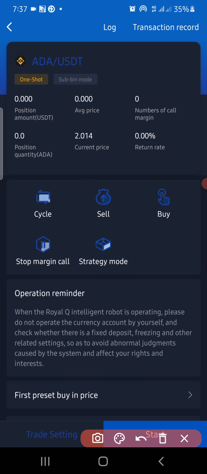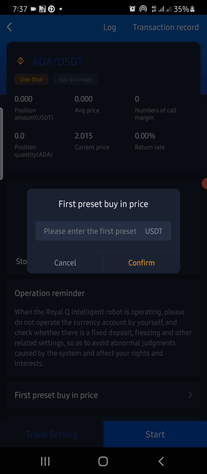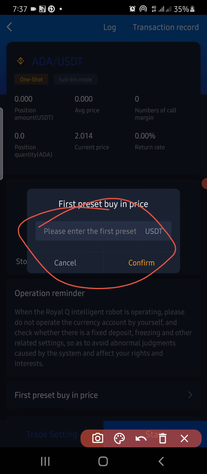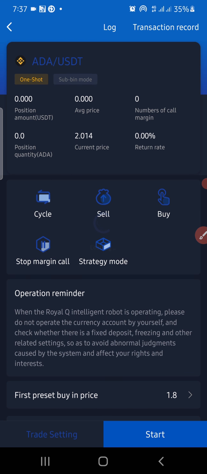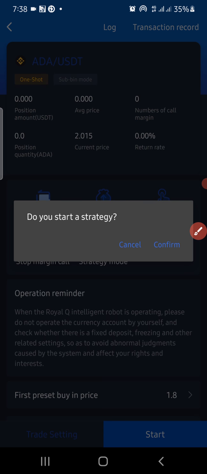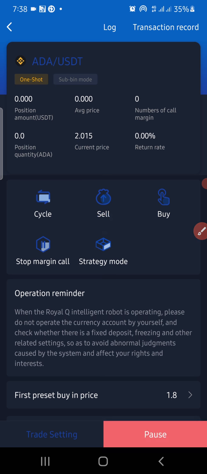So what you need to do is to click here. When you click there, you enter the first preset buy in price here. So I will enter 1.8, then click confirm. Then I can now click on start to start my trading. Confirm strategy, yes. So my trading has started.